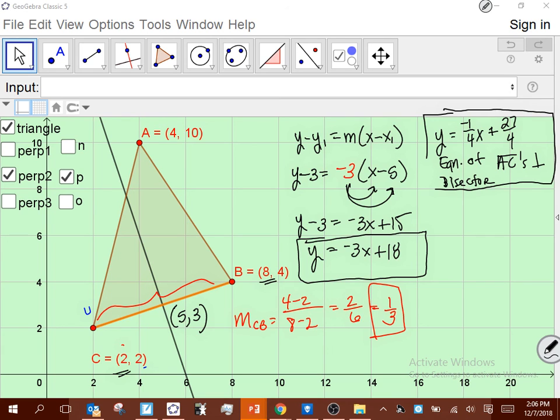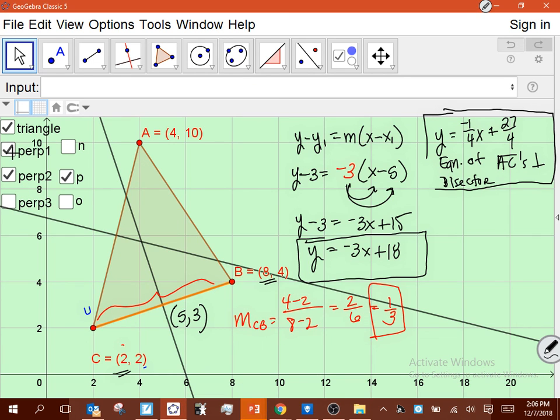Yes, Trey? What are we trying to find at the end of this? Okay, so we're trying to find the location of the circumcenter. The location of the circumcenter is found by the intersection of those two lines. Does that make sense? Right now, just kind of clean things up for you.